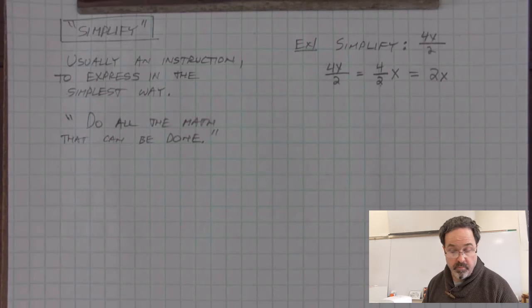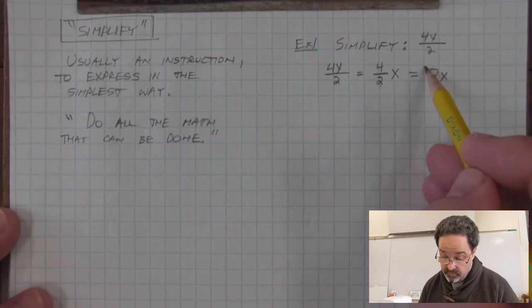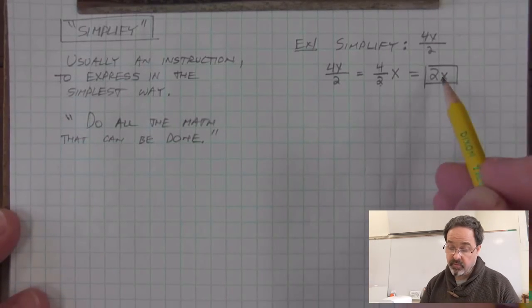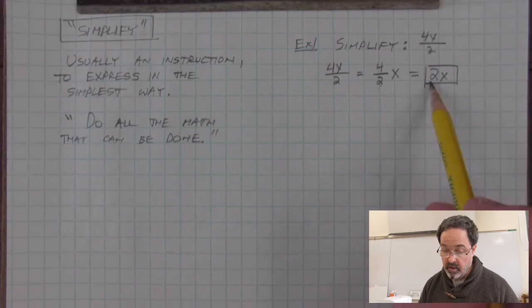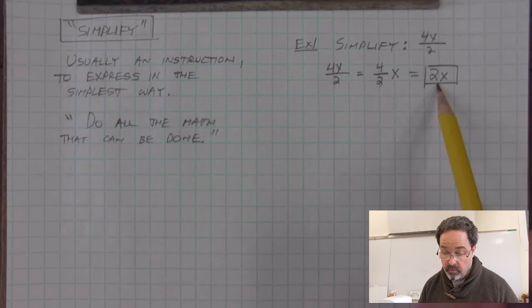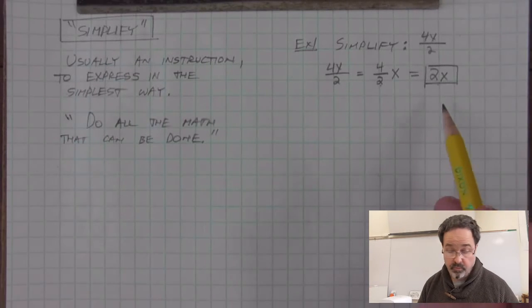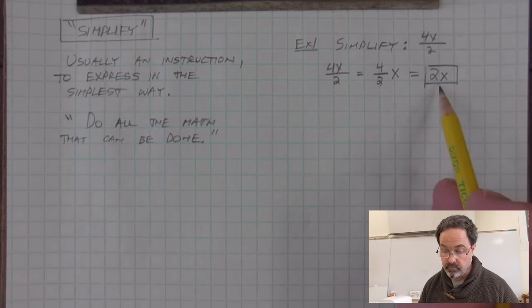We can't do any more math. We have 2 times x but no value of x to make it into anything else. So we have simplified. We've expressed the 4x divided by 2 in the simplest way. These are equal, but one is easier to read than the other. It's simpler.